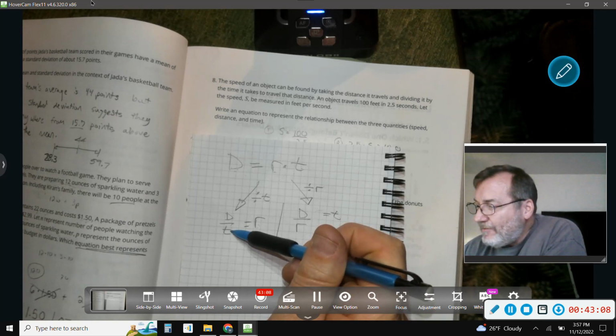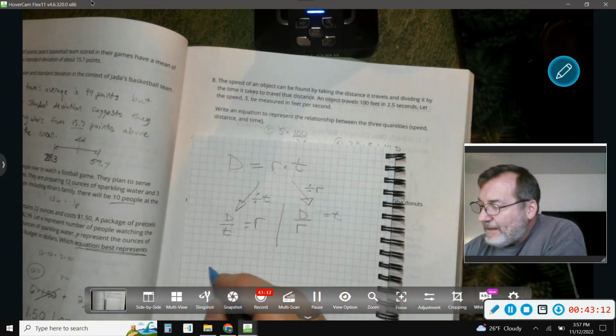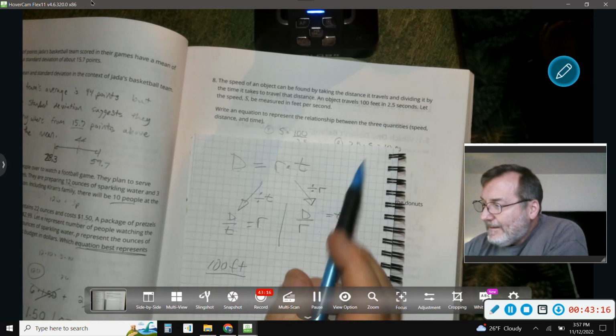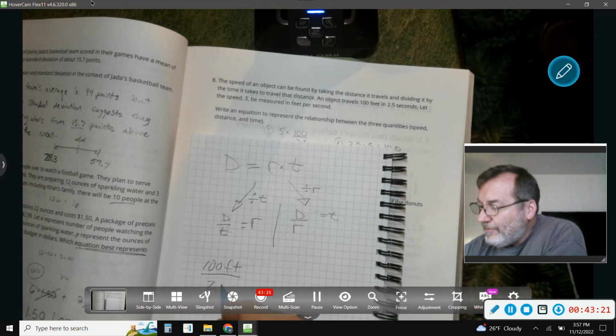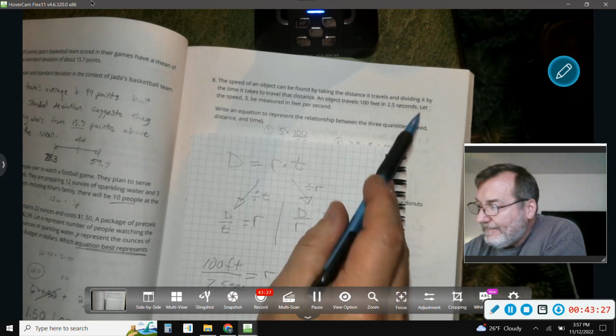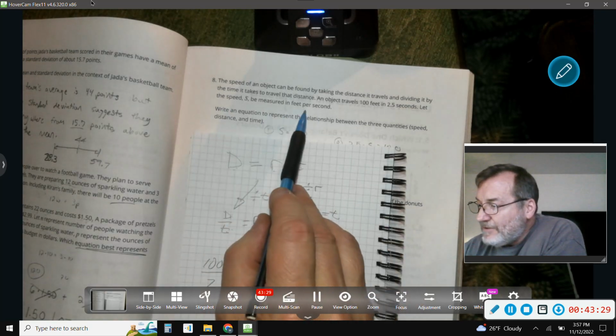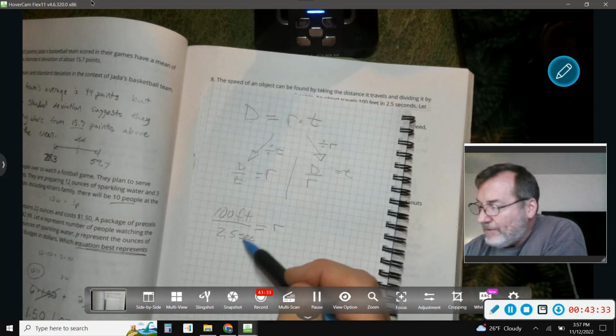An object travels 100 feet in 2.5 seconds. Okay, 100 feet, that's 100 feet. All right, there's your distance. And 2.5 seconds, there's your time. 2.5 seconds. That, of course, equals your rate or your velocity or your speed, however you want to say it. Let the speed S be measured in feet per second. Feet per second sounds good so far. I mean, all my units are lining up.